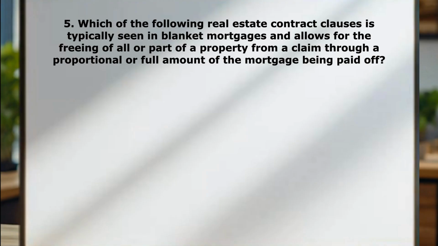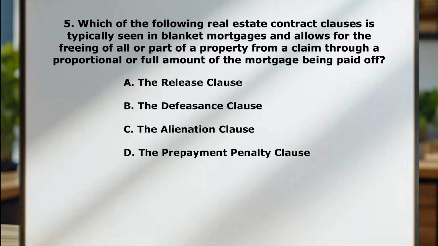Okay, question number 5. Which of the following real estate contract clauses is typically seen in blanket mortgages and allows for the freeing of all or part of a property from a claim through a proportional or full amount of the mortgage being paid off? A. The release clause. B. The defeasance clause. C. The alienation clause. D. The prepayment penalty clause.